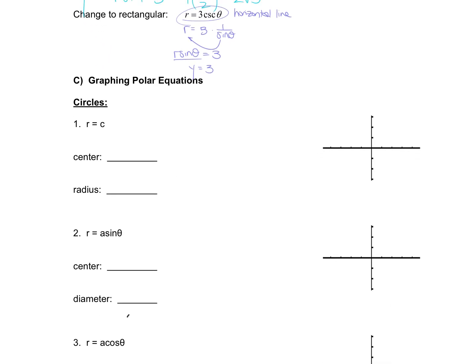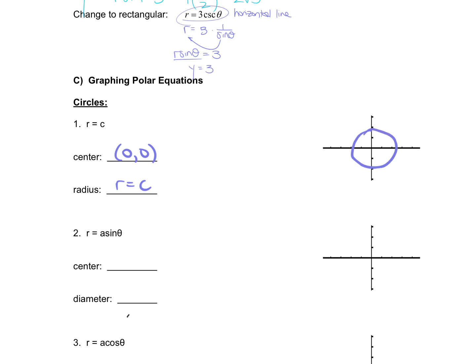If you are given a graph, this is just a quick breakdown of some common polar graphs. R equals C, we've already talked about what this looks like. We said R equals 3 was a circle with radius of 3. So if you see R equals a number, the center of this circle is always going to be 0, 0, and your radius is going to be C, whatever that happens to be. So you graph yourself a circle with a radius of whatever that happens to be in the middle.